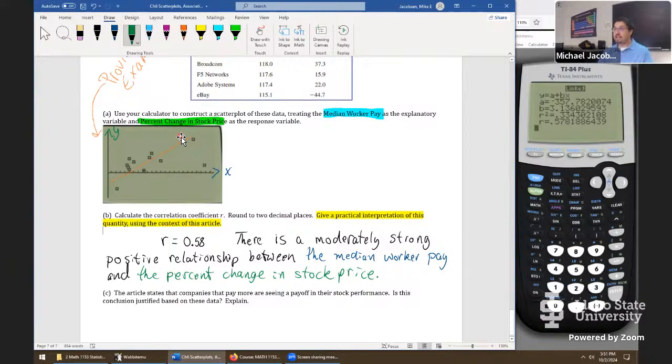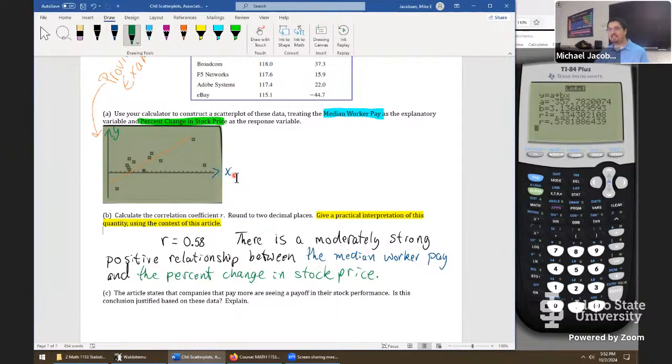So you wouldn't have to re-say that if you just said that there's a positive relationship. So really bringing in the context was just saying what the variables were, and you hit that pretty well in this kind of problem. Any questions at all, folks, with the write-up for this one?